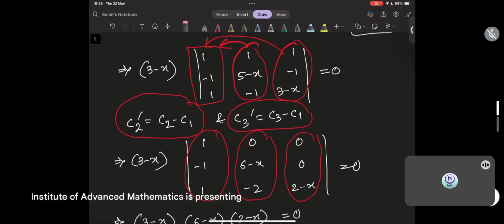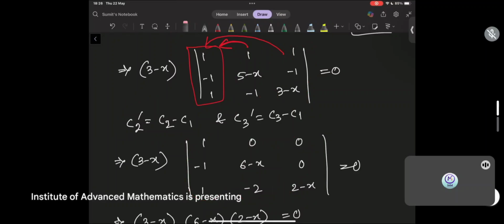Okay. When you are subtracting, always remember we are subtracting column wise. So if you want to do C2 minus C1, C2 is this one and C1 is that one. C2 minus C1 means 1 minus 1, 0. 5 minus x, then minus of minus 1, 6 minus x. Minus 1, then minus 1, it will be minus 2. Right? C2 minus C1 done.